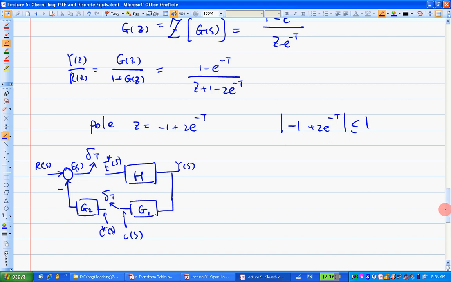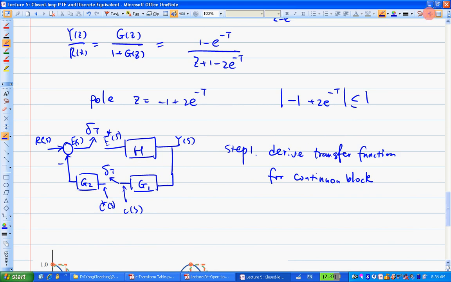But there is a shortcut here. The shortcut is this. Step number one: derive the transfer function of the closed loop system without any sampler. Basically, derive this continuous transfer function, the transfer function for the continuous block. That means just consider there's no sampler here. So if I derive the continuous one, what would that be?